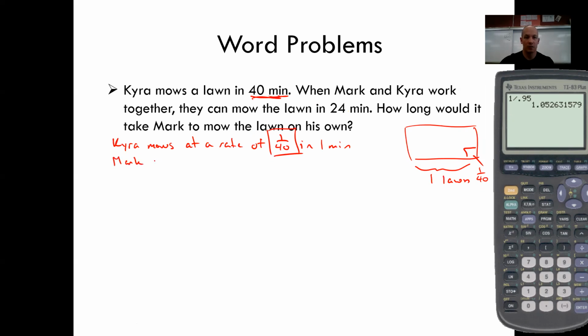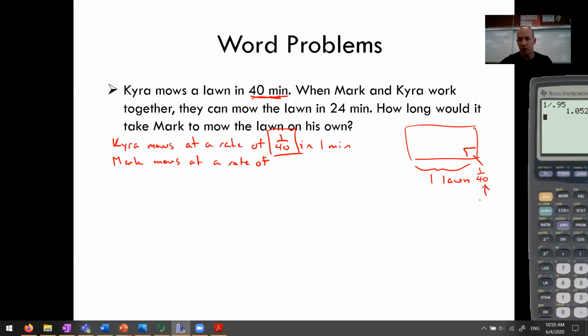Mark mows at a rate of, well, what fraction of the lawn does Mark mow? So this is like Kira. Yeah, move that over here. This is Kira.